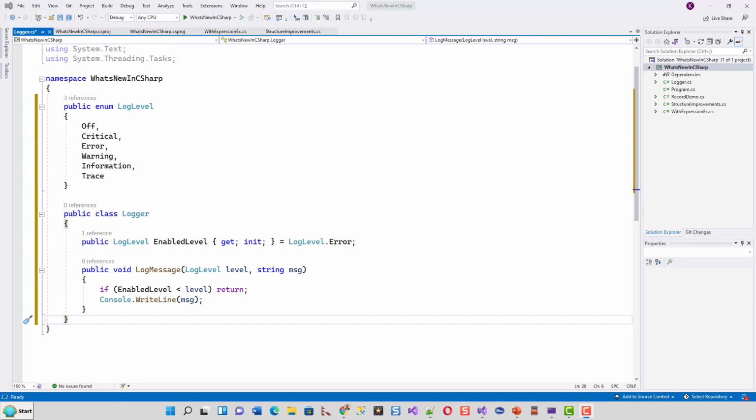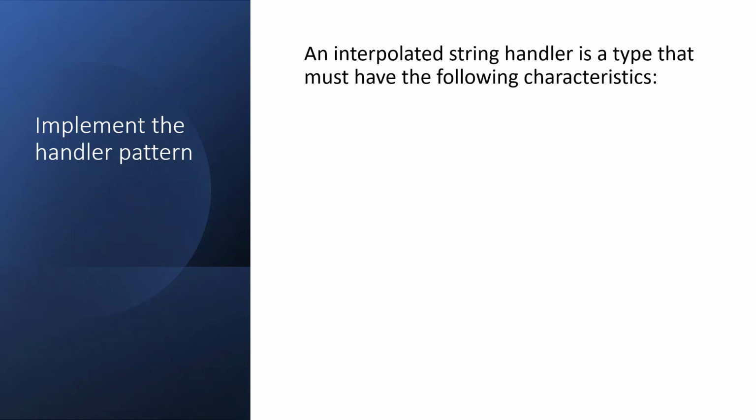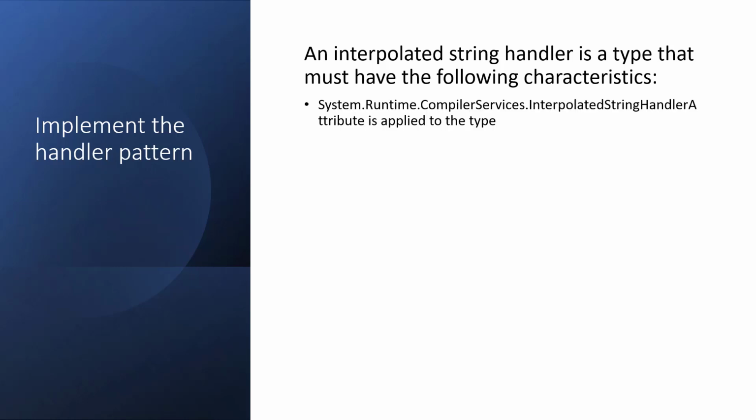Now, to implement the handler pattern, an interpolated string handler which you shall build that recreates the current behavior is a type that must have the following characteristics. The System.Runtime.CompilerServices.InterpolatedStringHandler attribute is applied to the type. So again, the interpolated string handler is a type that must have the following characteristics, as I was telling. So what are these characteristics?